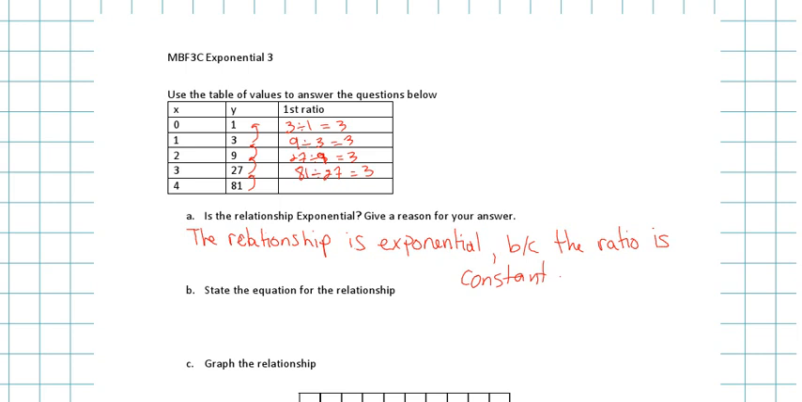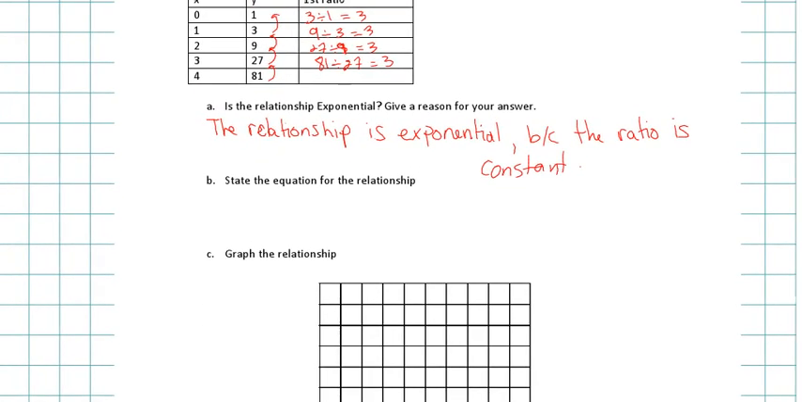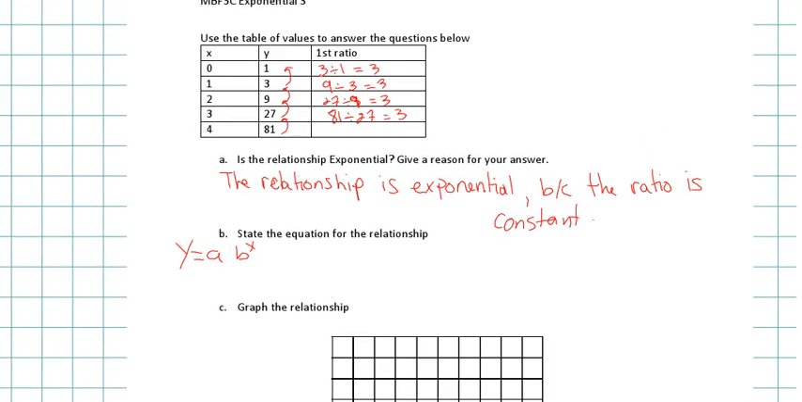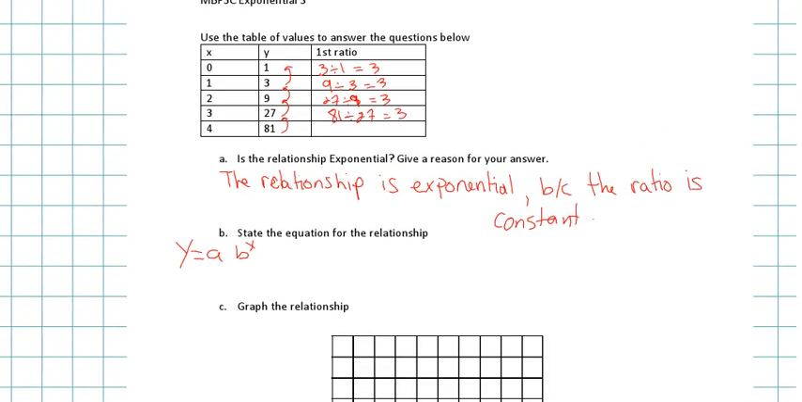Now, state the equation of the relation. So we have to actually write the equation. It's not given to us, we have to write it. Okay? So remember that I told you it should be y equals ab to the power of x, where the initial value is a. But what did we say our initial value is? 1. Because the initial value is right here, at x equals 0. So in this case, my initial is 1, which is good.